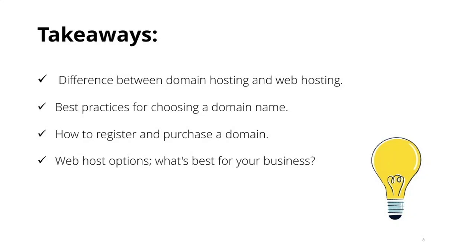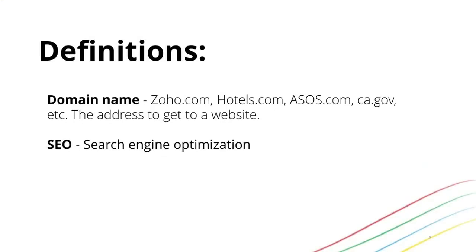And like I said, I wanted to have this not be super jargony, so I did write some definitions down. They're really simplified versions. They're a little imprecise, but they work for what we're talking about. So the first one is domain name: zoho.com, hotels.com, asos.com, ca.gov, all that kind of stuff. That's just the address to get to a website. And even that .com, .gov, that's part of the domain name as well. It's called a top-level domain, and we'll talk about that in a second.